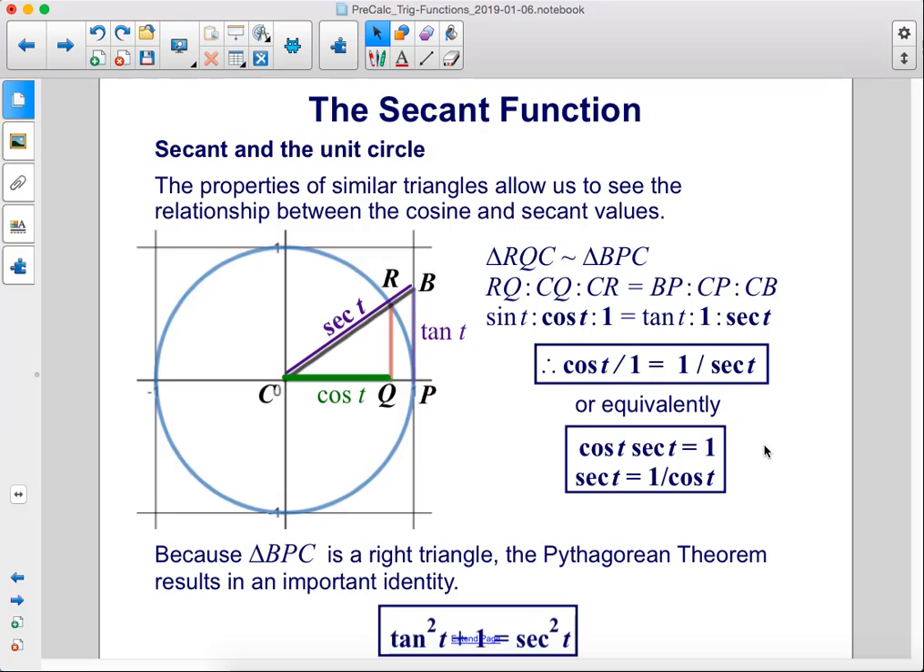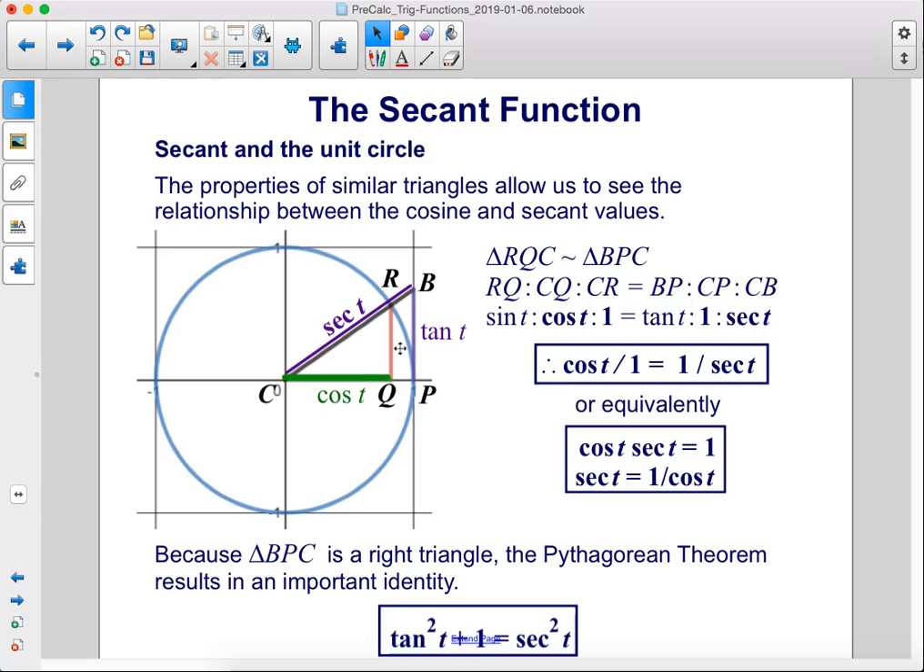Secant and the unit circle. The properties of similar triangles allow us to see the relationship between the cosine and secant values. Here we have two triangles. Triangle RQC is similar to triangle BPC. RQ is to CQ is to CR as BP is to CP is to CB.